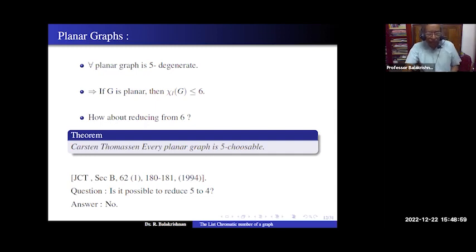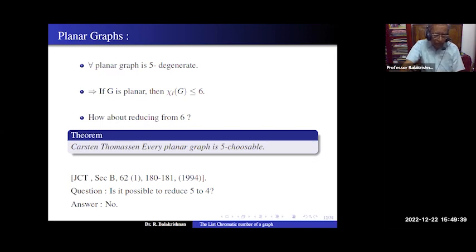Now, when you say it is at most 6, the natural question is, is it possible to reduce it? And when you reduce it, how far can you go down? These are all questions that are naturally asked. So how about reducing from 6? There is a very celebrated theorem of Thomassen, which says that every planar graph is phi choosable. That means the listochromatic number is less than or equal to phi. The listochromatic number for every planar graph is at most phi. The reference is given and also given in many textbooks. You can have a look at it.